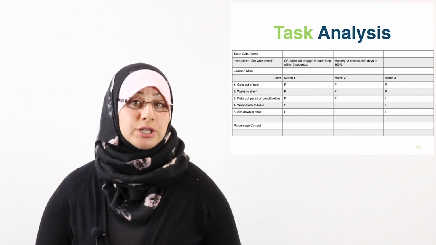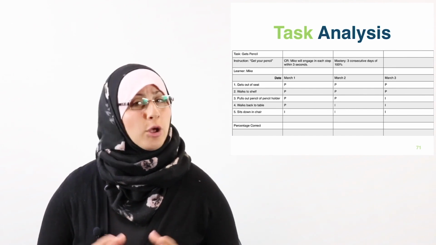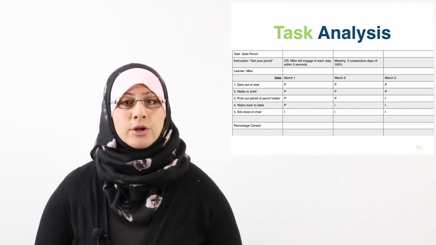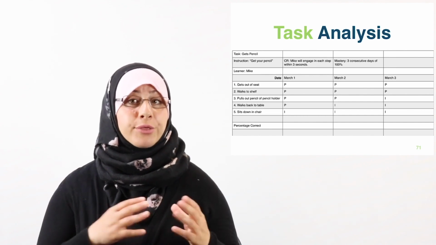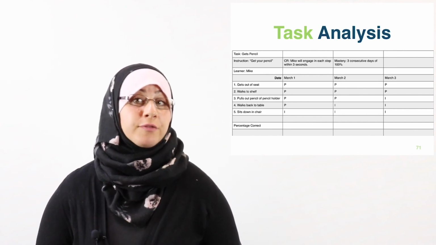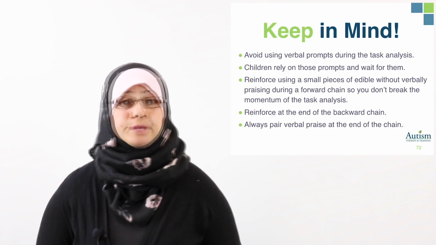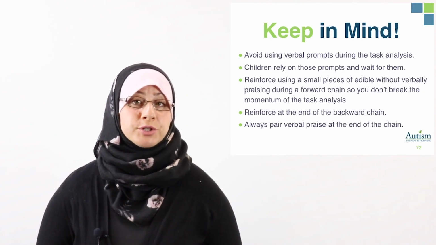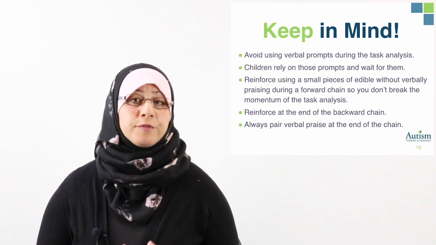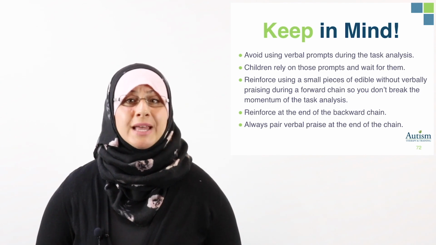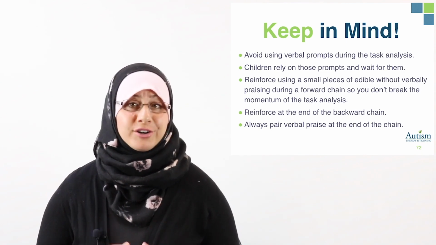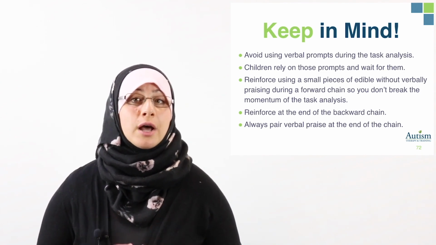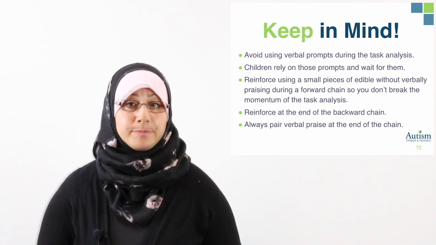And you can see that the sheet is graphing itself almost automatically. If you look at all the I's, you see how by the third day he has 3 of the 5 behaviors of the chain. You want to avoid using verbal prompts during a task analysis. You want to fade yourself as quickly as possible, and verbal prompts are harder to fade. Children rely on those prompts and wait for them.